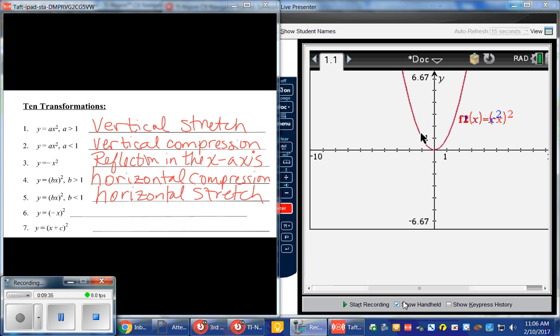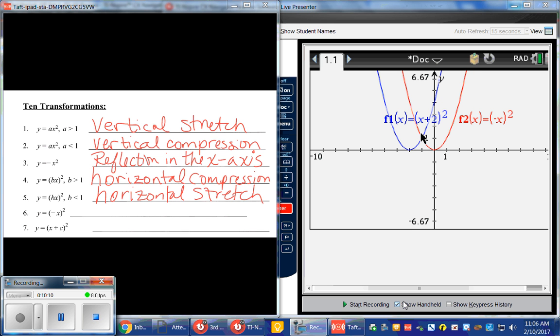So we're going to do something kind of crazy. I want you to push tab. I want you to go up to our parent function. We're going to change it just a little bit. So go up to F1. And we're going to change that to, in parentheses, x plus 2 in parentheses squared. All right, enter. So that moved my original 2 units to the left, yes?